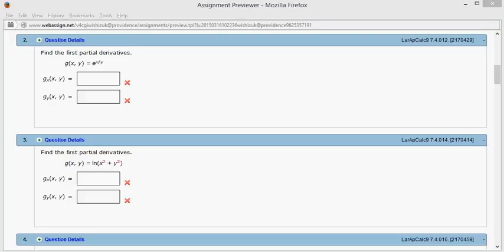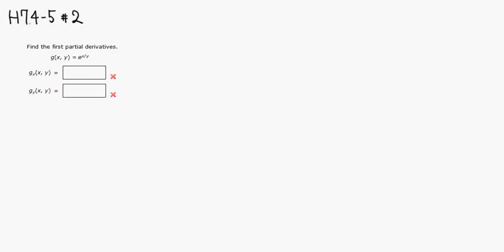Alright, let's look at the homework 7.4, 7.5, problem number 2. Alright, so let's find first partials of this function.